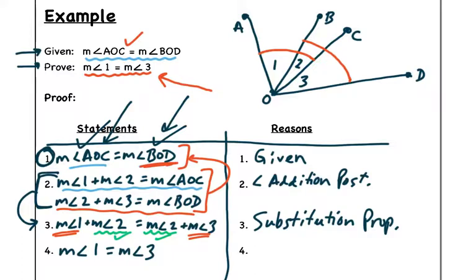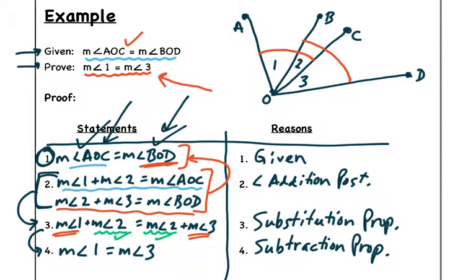Now, but why? Why can I do that? Well, what did we do from step 3 to step 4? Do you see how I subtracted the same angle on both sides? So what property do you think that is? That is, yes indeed, the subtraction property.